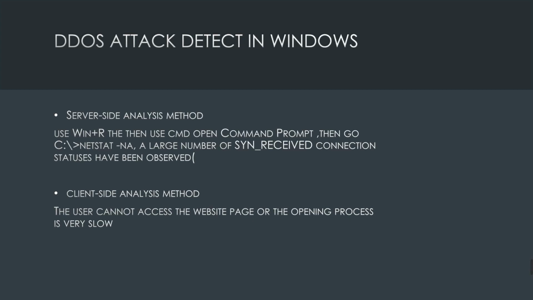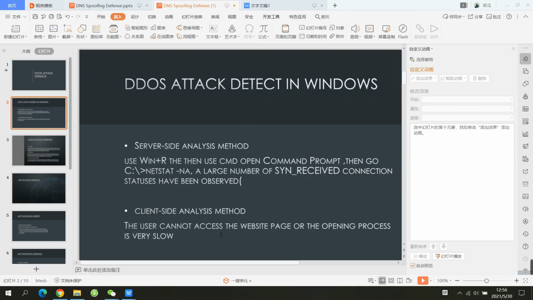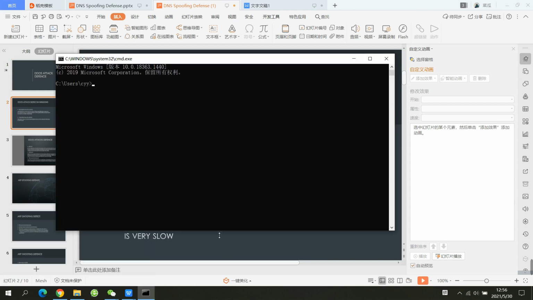If you are on the server side, you can use Windows plus R to open the CMD and type netstat -na to look at the network connections on the server side. And if a large number of SYN_RECEIVED connection statuses have been observed, then your server-side machine may be under a DDoS attack. I can show you how to do that.